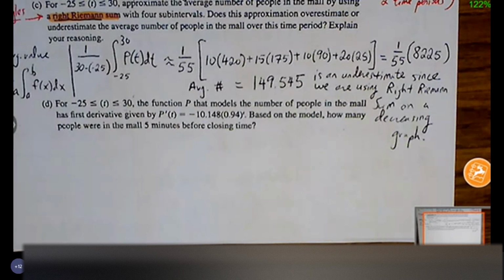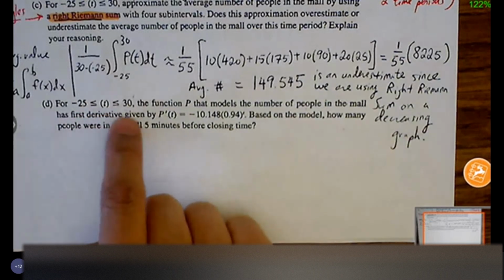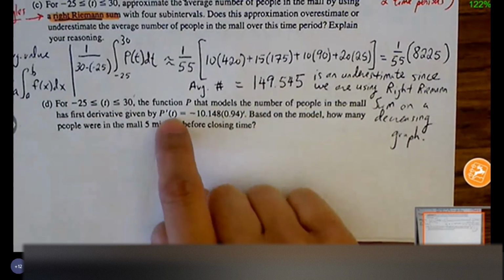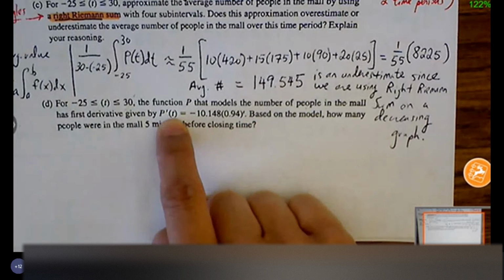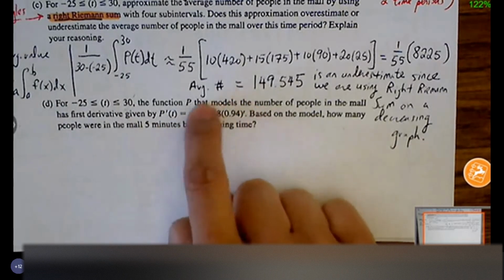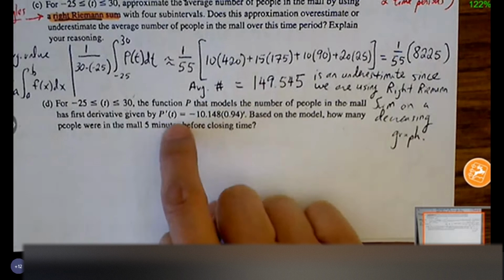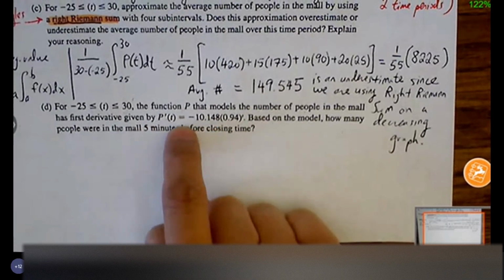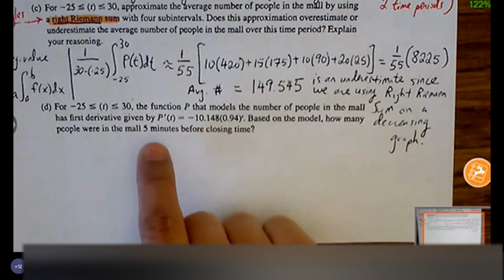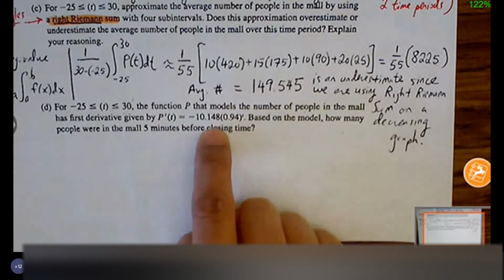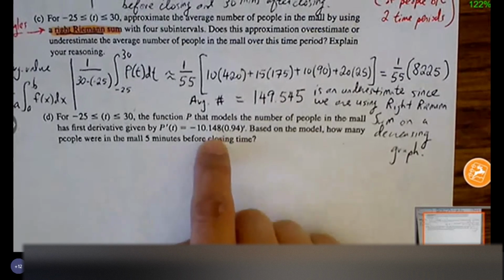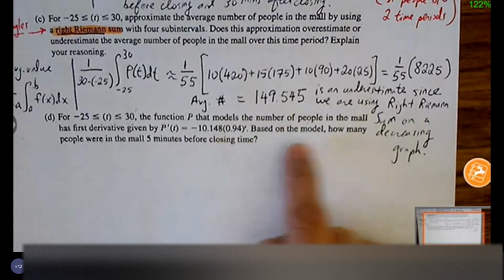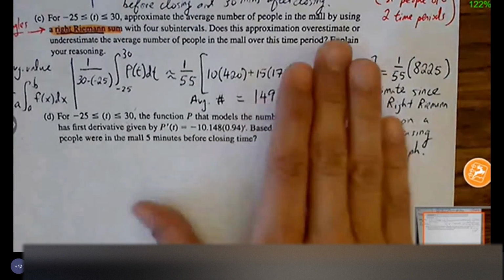Okay, for part D, for t values between -25 and 30, the function p models the number of people in the mall and has a first derivative given by p prime. So now we have a more accurate description, in this case the rate of change of the number of people in the mall. We should have more detailed information about the rate at which the number of people is changing in the mall. So it's based on the model: how many people were in the mall 5 minutes before closing.